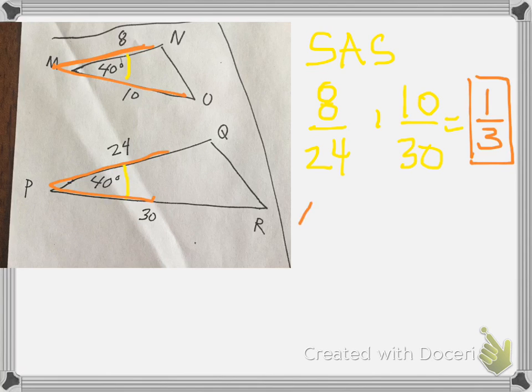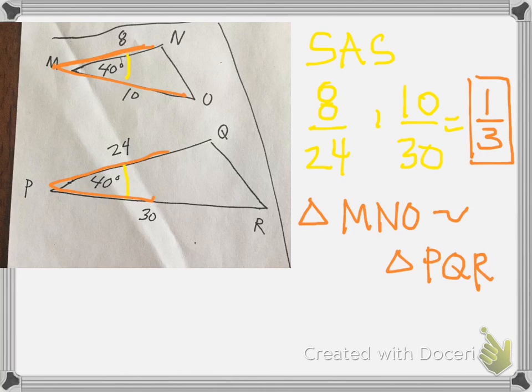Here's a triangle similarity statement. MNO is similar to PQR. That's it.